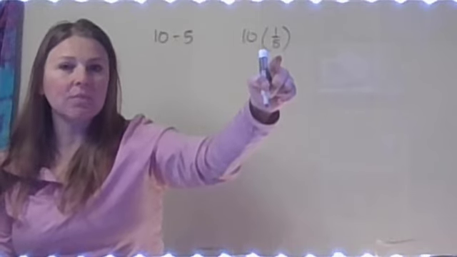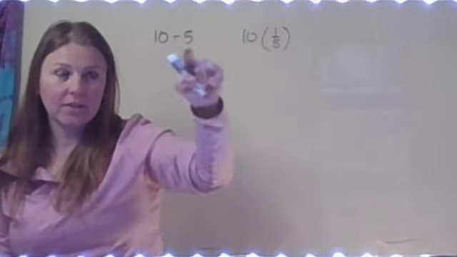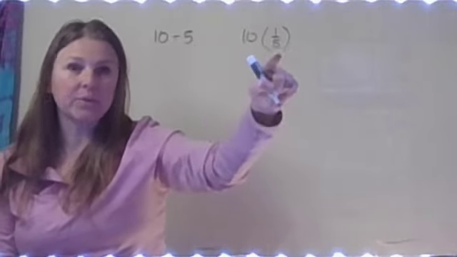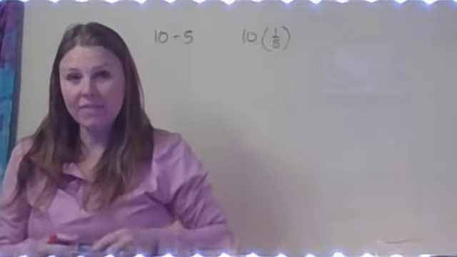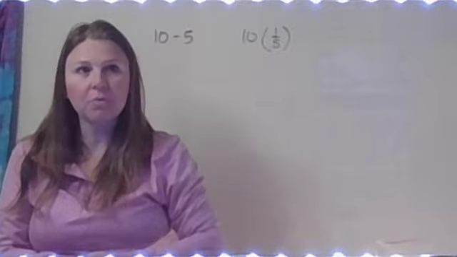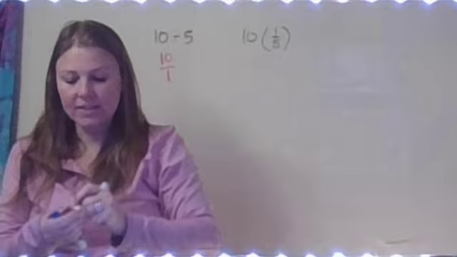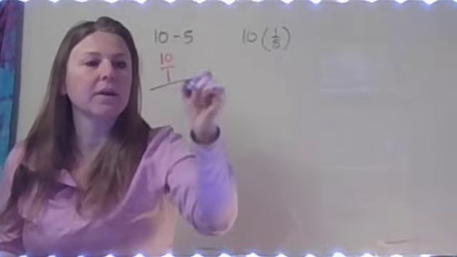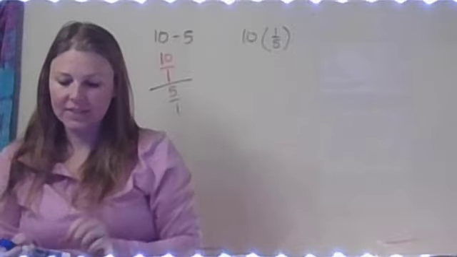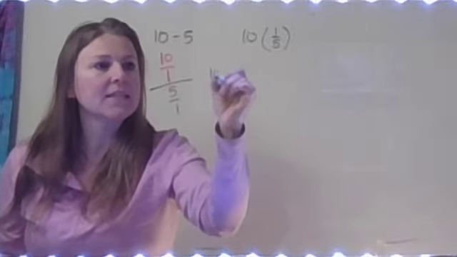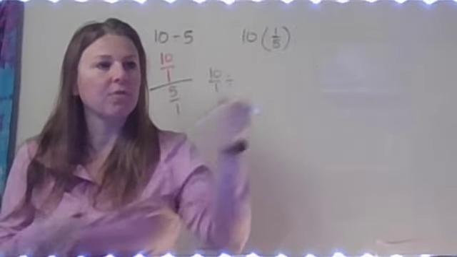Well, anytime you are dividing by a fraction, you multiply by the reciprocal. So 5 doesn't look like a fraction, but 5 is 5 over 1. So I'm going to rewrite this as 10 over 1, and then divided by 5 over 1. Now that's like a fraction and a fraction. Looks kind of messy. So how about if we write it 10 over 1 divided by 5 over 1.